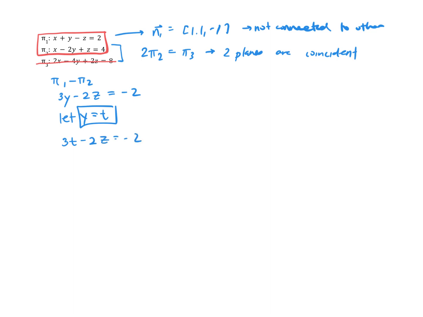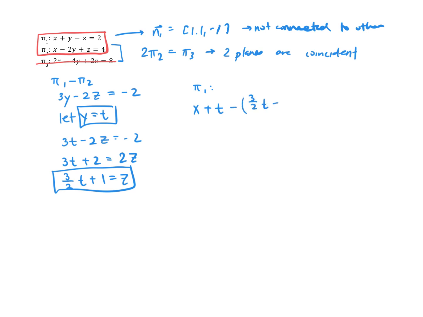And I'm going to isolate for z here. So 3t plus 2 equals 2z. And 3 over 2 t plus 1 equals z. Okay. Now I'm going to sub both of these into plane 1. So that's going to be x plus t minus 3 over 2 t plus 1 equals 2.